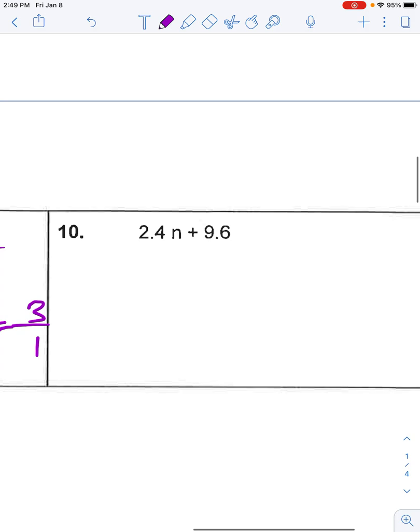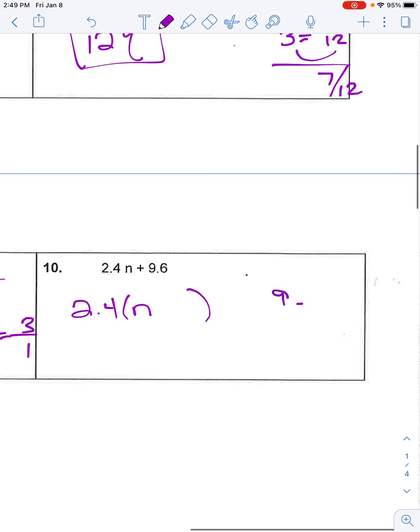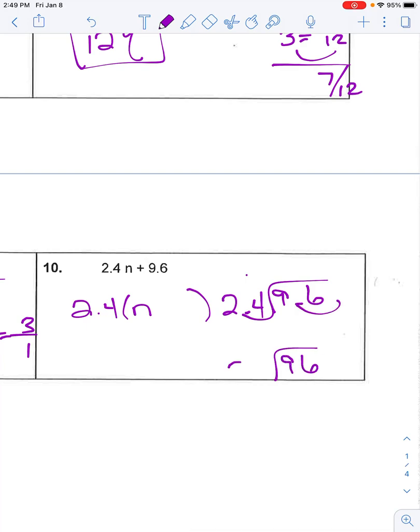10. Factor out the coefficient. The number in front of the letter is 2.4. So that leaves me with an n. And then we're going to do 9.6 divided by 2.4. You may not have a decimal on the outside, so it's just 96 divided by 24. I'm pretty sure that's 4. Yeah. So it goes in 4 times evenly.